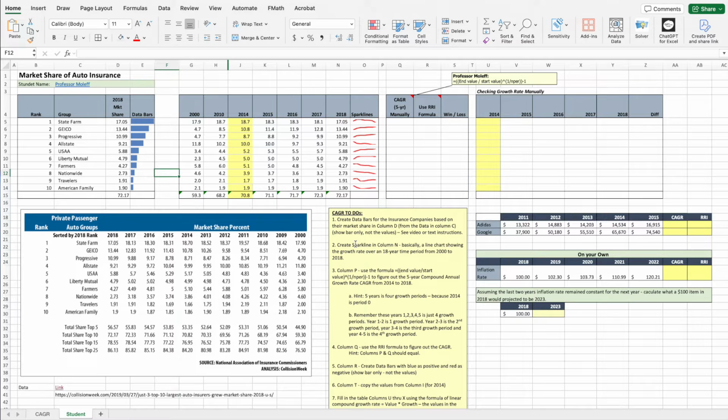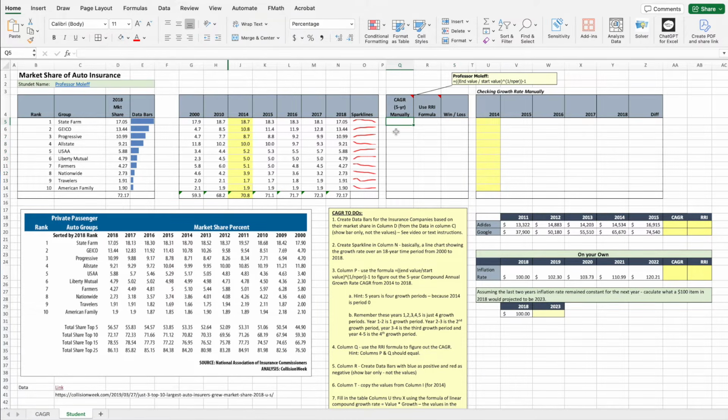Now, for the next part of this assignment, we're going to figure out the compound annual growth rate over the last 5 years. So we're going to start with 2014 and go through 2018. That's a 5-year period of time. Okay. So we're going to do this. We're going to do the formula using the CAGR formula. Then we're going to use the RRI formula or function. And then we're going to actually put in a graph and see who the winners and losers have been.